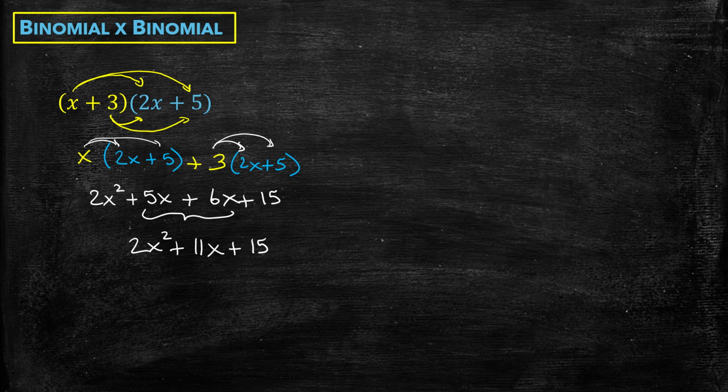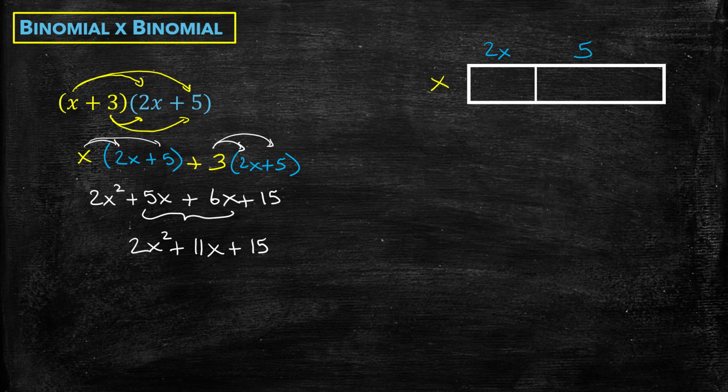Now let's have a look at that using the area model. It's kind of neat to see this here. If you think about it, if we just had a monomial times a binomial, we would have had this, 2x and 5. But we are actually adding on an extra dimension here. So we have 3 times 2x plus 5.